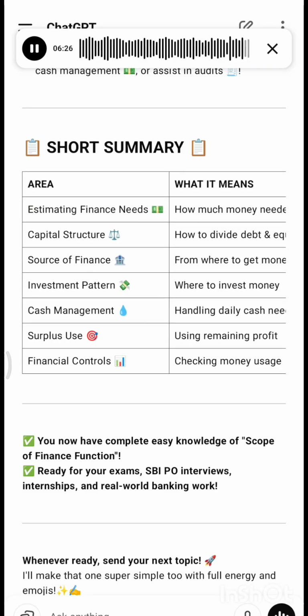You now have complete easy knowledge of scope of finance function. Ready for your exams, SBI PO interviews, internships, and real-world banking work.